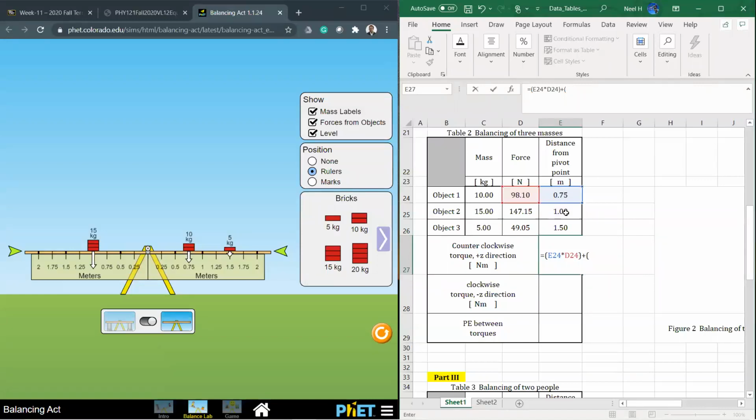That should be object number 3, right? R2 times F3. Hit enter. Let's check that with object number 2 on our right hand side torque. R1 times R2 times F2, force 2. So we're getting the exact same number on both sides, right? So the object is at rest. So that's what we observe.